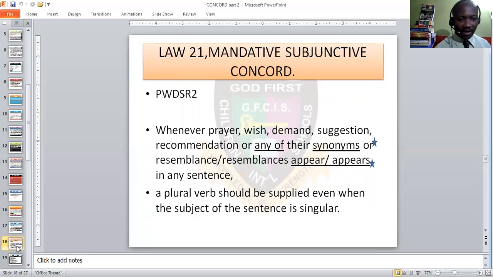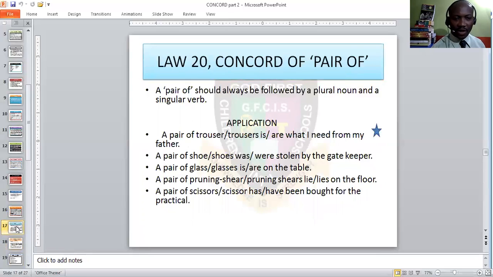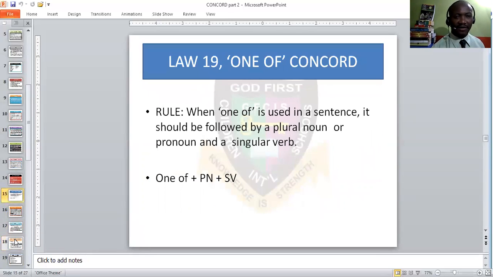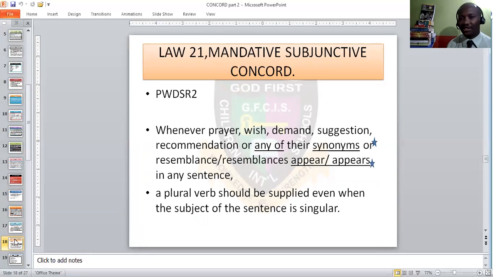Now, we see law 21. We did see law 20 previously. We did see law 19. Now we're right into law 21, which is mandative subjunctive Concord, fondly known as PWDSR squared. That is prayer, wish, demand, suggestion, resolution takes the double verb, plural verb, that's 2 squared.